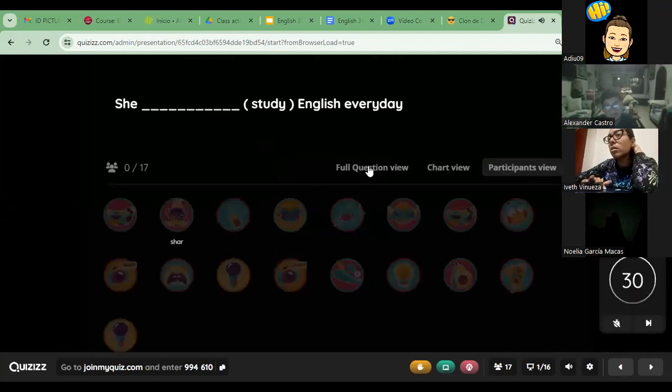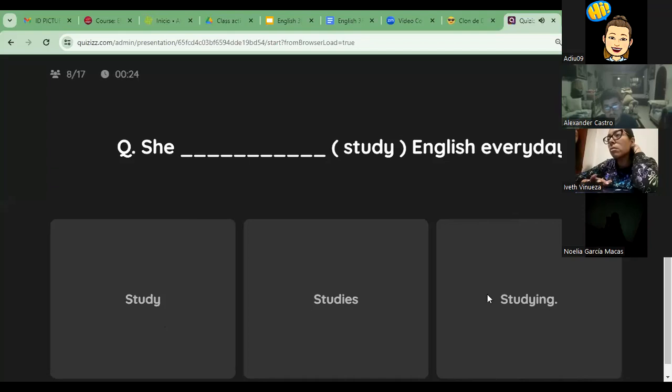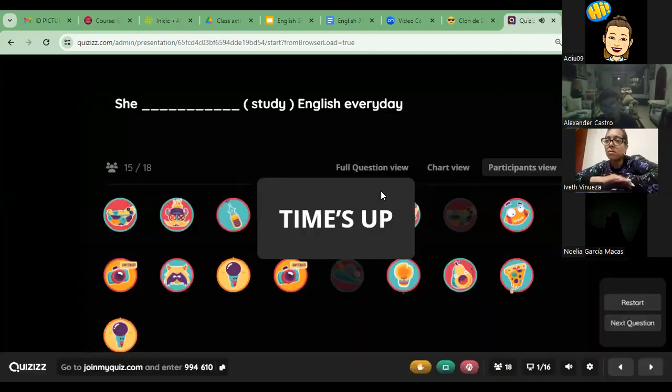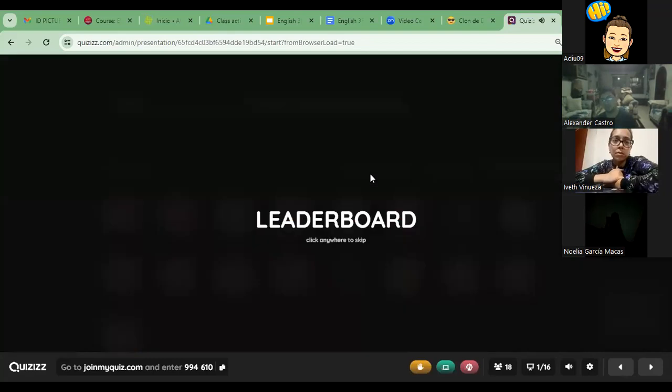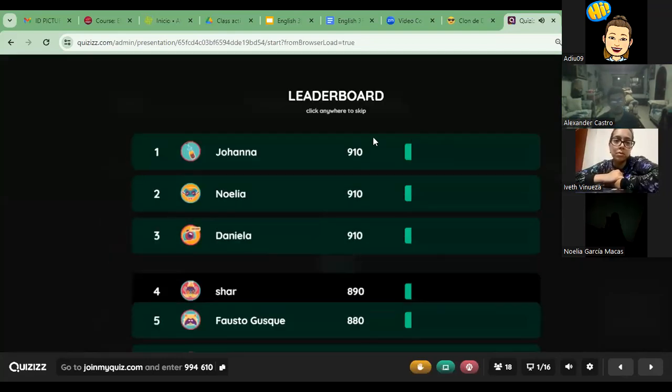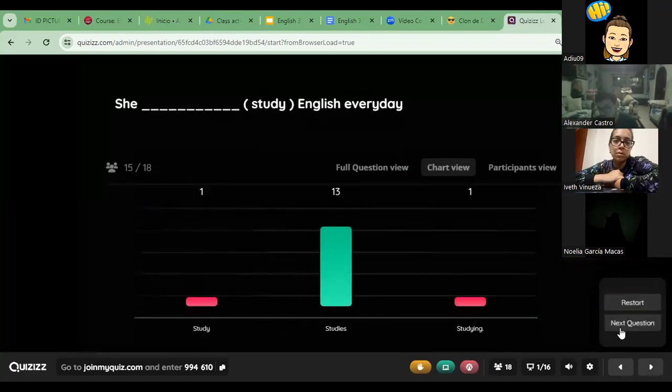This is the first question, just to practice. She studied or studying English every day. And there's always time. Siempre tiene tiempo. When the clock is ticking, it means that time is about to finish. Time's up. Okay, and you can see the leaderboard. You can see who's in first place, second place, and third place, and we keep going. She studies, because we're talking about the third person singular, so it's not study, but studies. Yes. Next question.